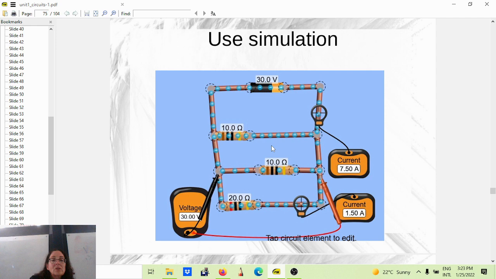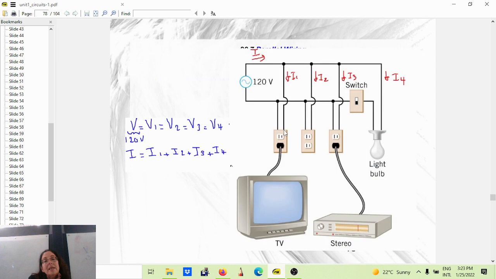So in a house, that's what is done. That's wiring in a house. You have your TV, your stereo, the light bulb, and each load, each electronic gizmo is on its own branch, minding its own business, getting all 120 volts, so they don't have to share, and sucking as much current as they want. If you have a battery like a AAA or AA, you cannot drain as much as you want. You are limited by the chemical inside your battery.